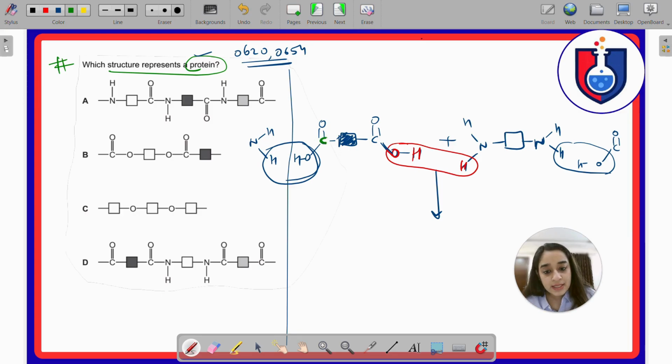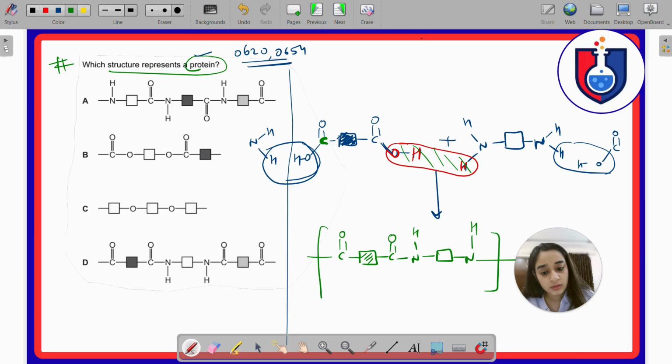So this is the carbon, the green one, C double bond O. Then you have a box, then this is all removed. Then you have nitrogen, hydrogen. Then a box, then nitrogen, hydrogen, and then this keeps on going. This C double bond O, NH bond is called your amide linkage. When there are multiple amide linkages, it becomes a peptide, and many peptide linkages form protein.